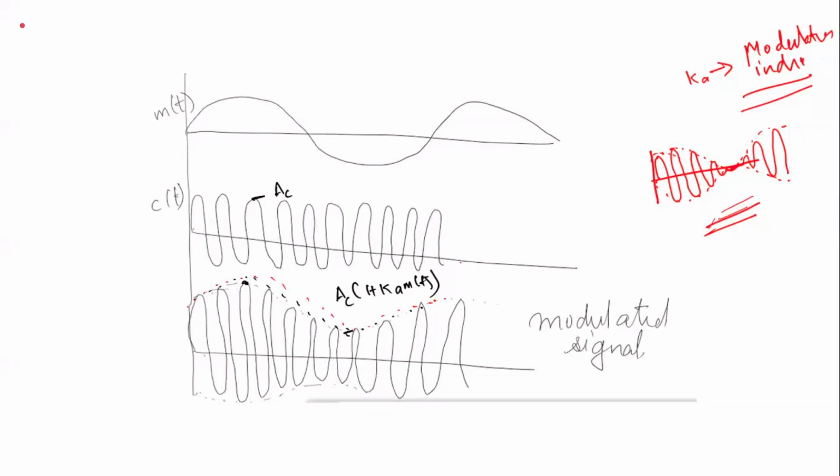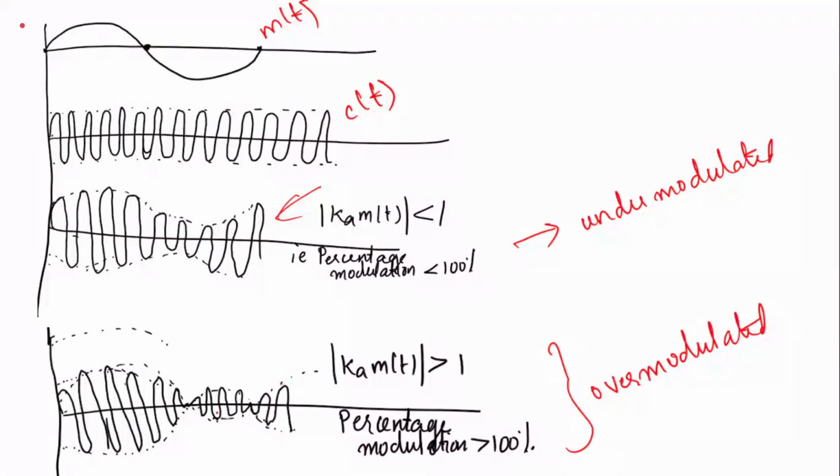Somehow, using some technique, you get the envelope of this modulated signal, and that envelope will be nothing but the message signal. So what happens? In this case, you can recover the envelope back. In this case also, the envelope can be recovered back. But in this case, see, the envelope is getting distorted, isn't it?